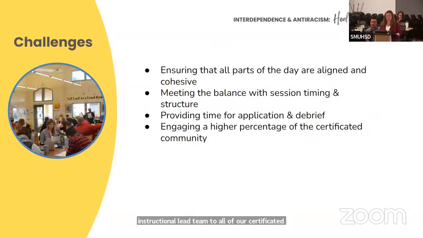So as always, there are some challenges that come up. We want to continue to ensure that all parts of the day are aligned with one another and that they're cohesive. And we want to make sure we're meeting a balance with session timing and structure. We made some adjustments from last year based on the feedback. Tried to have a little bit shorter time in the morning with a little bit more time with the workshops, but we still have some folks requesting us to think about that balance.